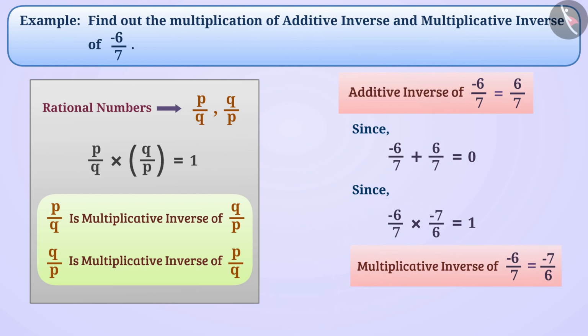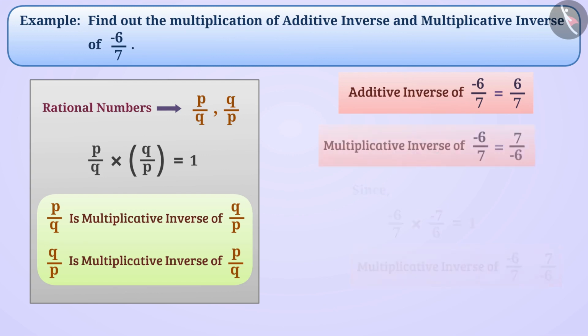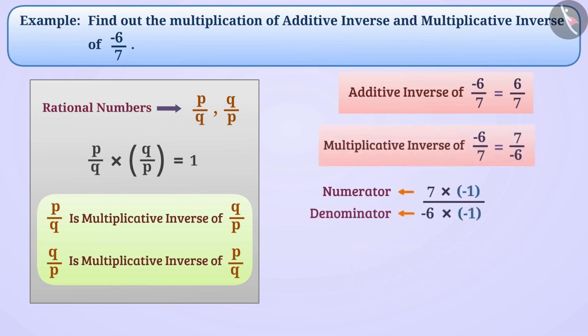Because multiplicative inverse of minus 6 by 7 is 7 by minus 6. But if we multiply minus 1 to the numerator and denominator, then there will be no change in the value of number and we get minus 7 by 6. Remember that generally we represent negative signs with numerator only.